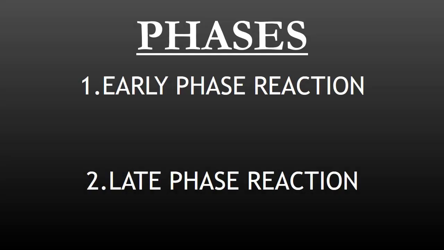There are two phases. In early phase, reaction is dominated by bronchoconstriction, increased mucus production, and vasodilation. Bronchoconstriction is triggered by mediators released from mast cells, including histamine and prostaglandin D2. In late phase, reaction is inflammatory in nature. Inflammatory mediators stimulate epithelial cells to produce chemokines that promote the recruitment of cells, eosinophils, and other leukocytes.